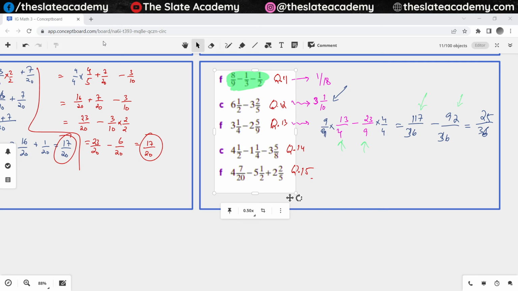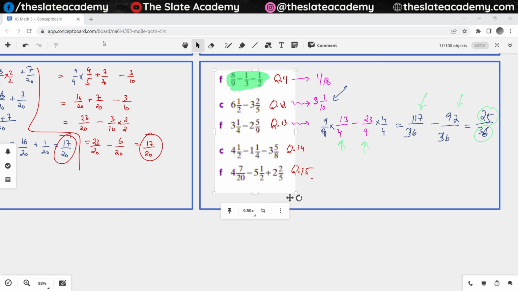117 minus 92 simply gives me 25. I'd only get 1 whole 25 by 36 in case I'm getting an improper fraction, and then I convert that into a compound fraction. Here I'm not getting any improper fraction, because over here the numerator is smaller than the denominator. When the numerator is smaller than the denominator, there is no need to convert.